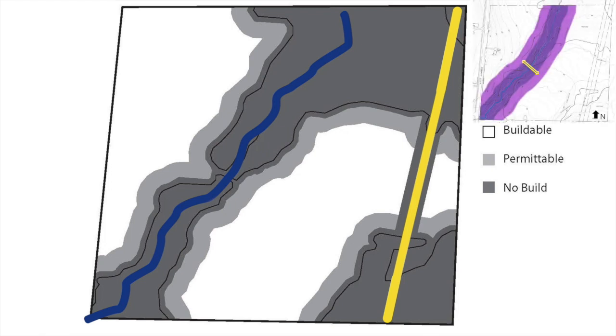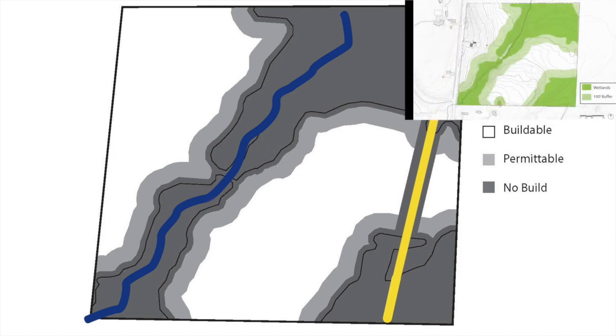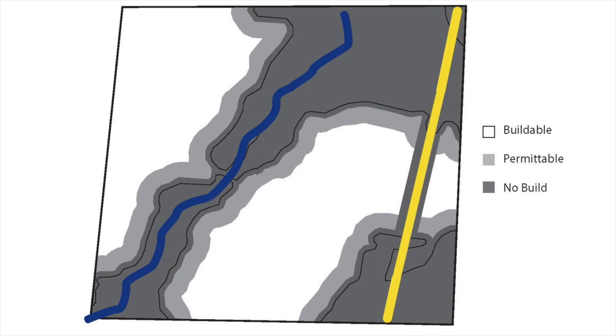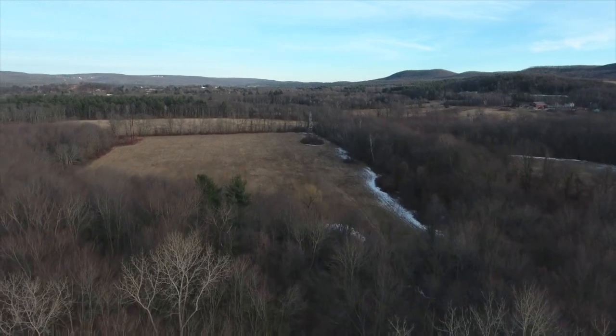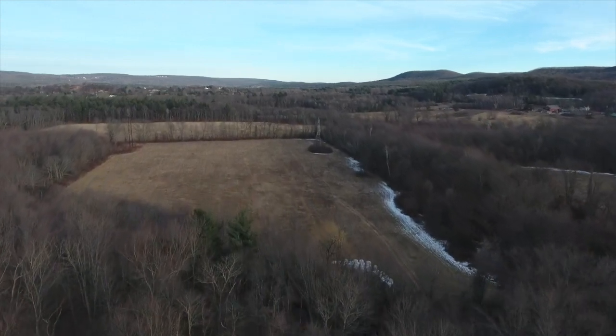The major constraints were the Muddy Brook with its 100 and 200-foot buffers, the wetlands with their 25-foot no-build zone, and the power line easement, which precludes any construction. Of the site's 53.3 acres, 26.1 cannot be developed based on these factors.